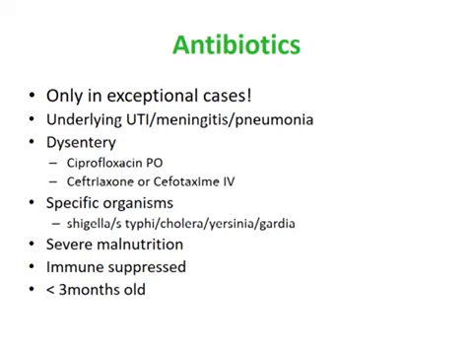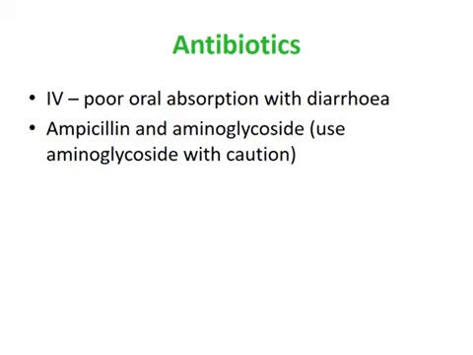If you've sent away a stool MCNS and you get back a positive culture with a specific organism, those are the ones you will treat, and your choice of antibiotics will be dependent on the culture and sensitivities that you get. Patients with malnutrition will get antibiotics as per the SAM protocol, and if you're immune suppressed or less than 3 months old, the diarrhea can be a sign of a systemic infection. You will start these patients on antibiotics until you get your results back for your septic workup. If your septic workup is negative, you can stop the antibiotics.